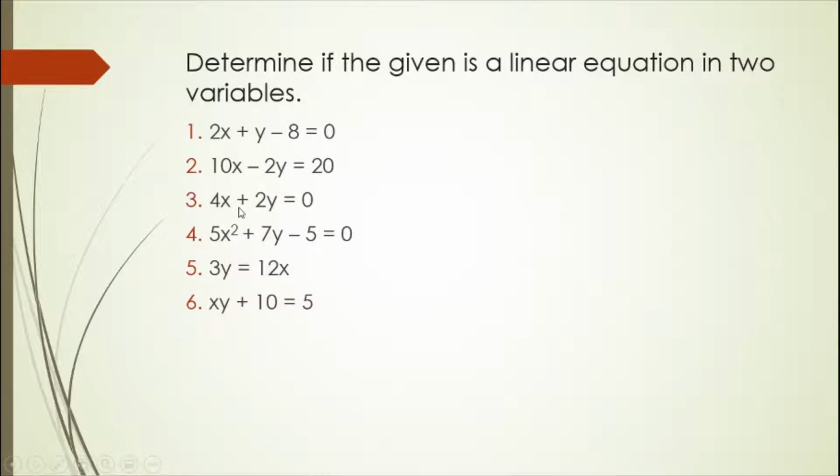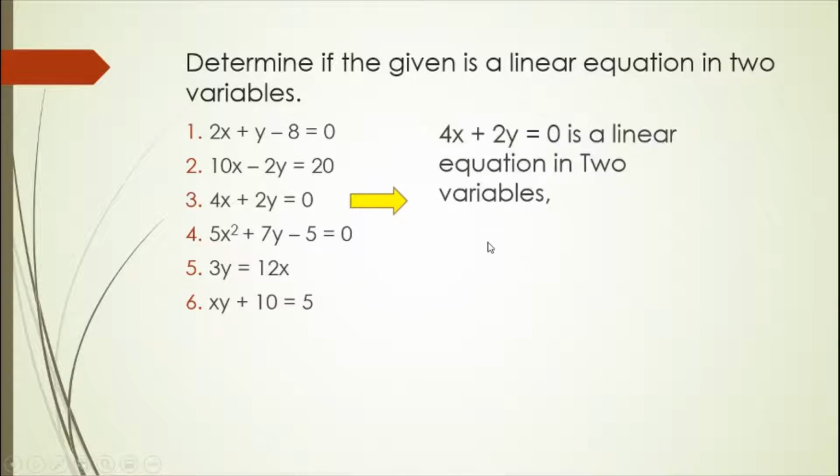Number 3, 4x plus 2y equals to 0 is also a linear equation in two variables. Despite na wala tayong value ng c, pero dahil ang a at b ay hindi equal to 0, ibig sabihin ito ay linear equation in two variables.